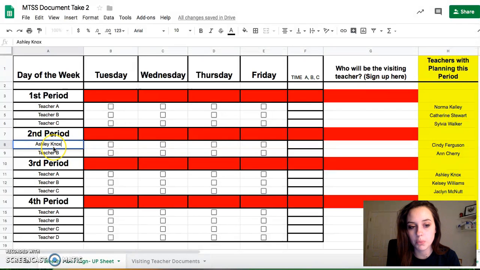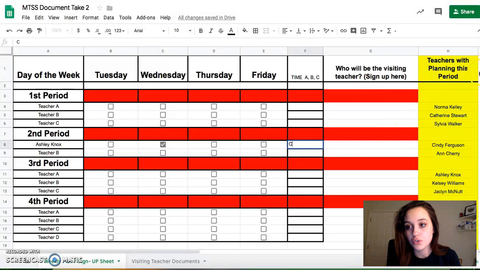So I put my name where I want. I put Ashley Knox under second period because I want help during second period, and I want it to be on Wednesday. So I'll go to the Wednesday column and I'll put a little check in the box. I don't have to do anything else for that because I'm saying I want help on Wednesday during second period. If I scroll to the right, you see time A, B, or C. What this stands for is A is the first 30 minutes, B is the second 30 minutes, and C is the final 30 minutes. So if I want help in the final 30 minutes, I will put C, just like that. You don't have to type anything else in. Okay, so that's what I would do to sign up to receive help.